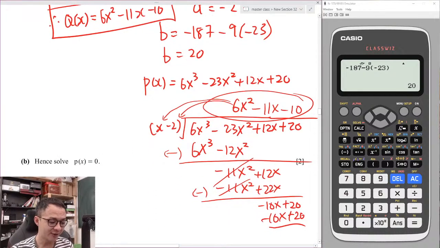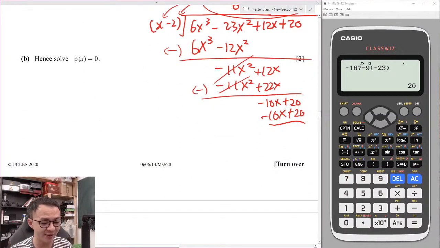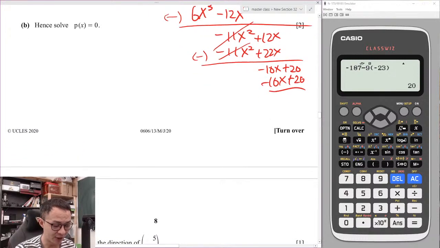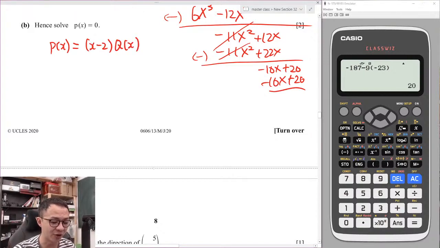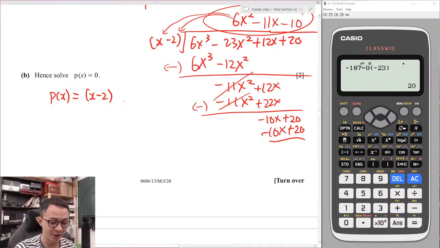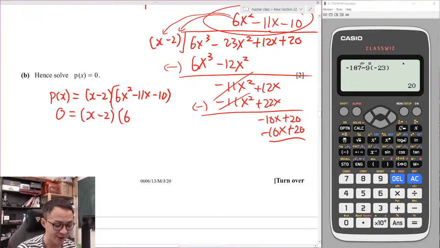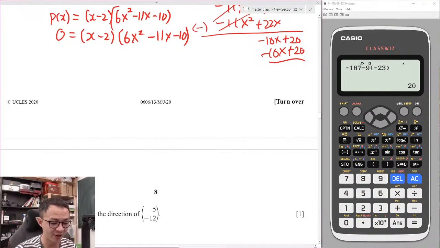Okay, the second part, they say p(x) equals 0. So I know my p(x) is formed by x minus 2 multiply my q(x), isn't it? And I already found the q(x) just now, which is 6x squared minus 11x minus 10. So when p(x) equals 0, that means 0 equals x minus 2 times 6x squared minus 11x minus 10. So I need to solve this one.